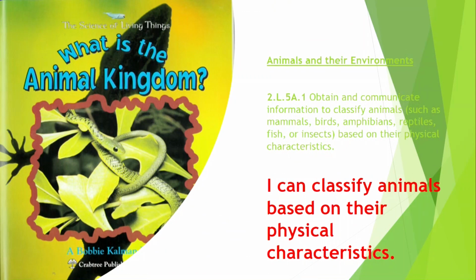Let's revisit our standard and our I can statement. So we were getting information about animals based on their physical characteristics. Our I can statement was, I can classify animals based on their characteristics. So let's check your learning. I'm going to show some pictures, and I want you to look at their physical characteristics and tell me if they are an amphibian, reptile, fish, bird, or mammal based on their physical characteristics. You ready?